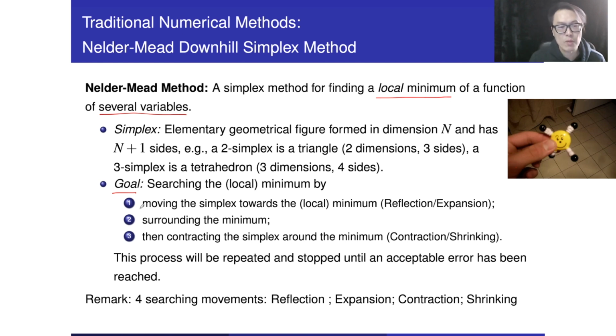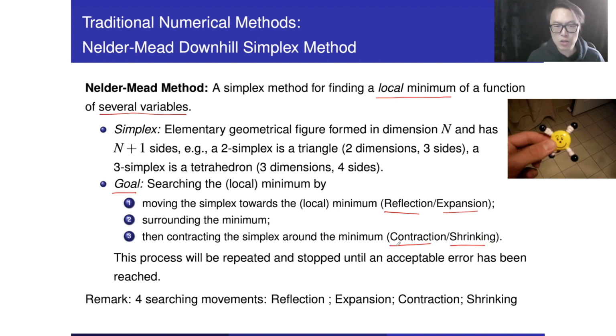The step is that first we are going to move the simplex toward the local minimum. We call this the refraction and expansion. I'm going to talk about this later on. Through the rolling of this triangle, we are going to surround the minimum. Once we surround the minimum, we are going to reduce the size of the triangle, so that we get all the corners closer to the local minimum. We call this the contraction or the shrinking movement.